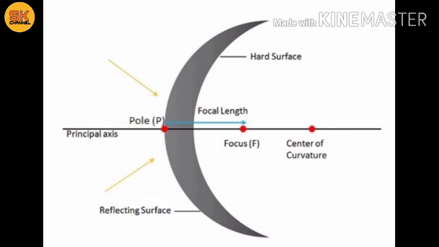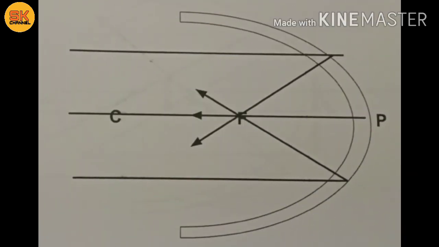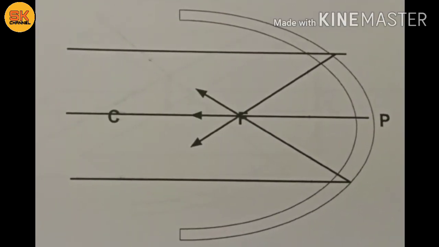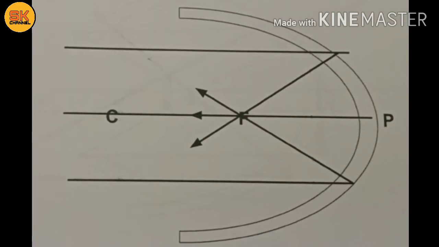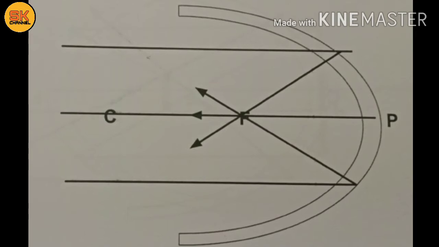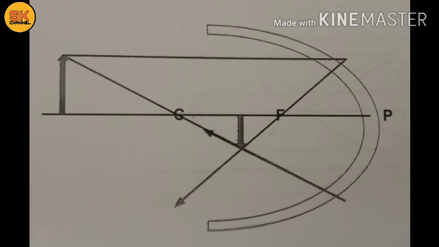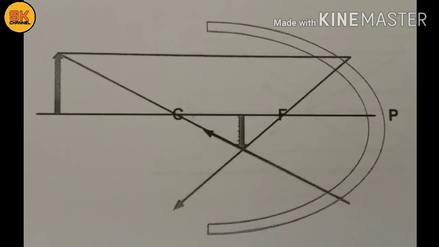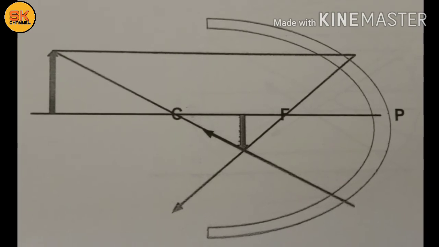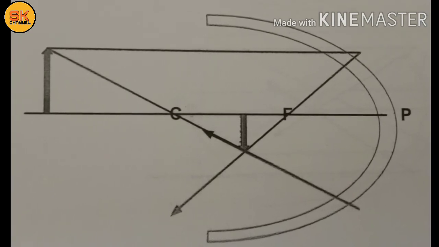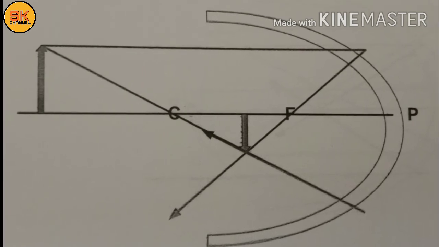Let's take a concave mirror and place an object in series of steps and observe where the image is formed. 1. Object is at infinity. Image is formed at focus and it is a point image. 2. Object placed beyond center of curvature. Image is between focus and center of curvature and the image formed is real, inverted and diminished.